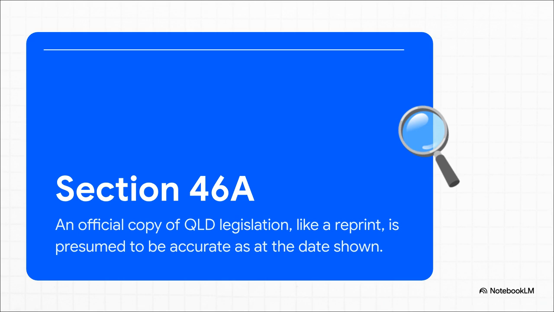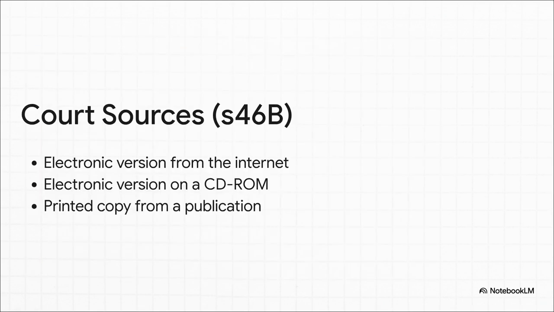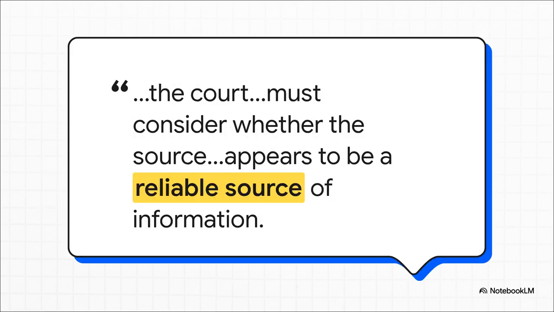It's reliable. And this is where it gets super practical. Section 46B gives the court flexibility. It can inform itself using pretty much any reasonable source, an electronic version from the internet, a version on a CD-ROM, or even a printed copy from a non-government publication. But, and this is a massive but, especially for your exams, there's a catch. Subsection 2 says the court must consider if the source is reliable. So if you're pulling legislation from a random website, you better be ready to stand up and argue why that source should be trusted. It's a critical check and balance.